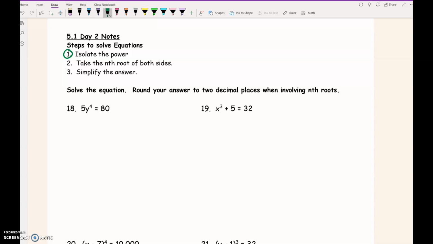Then we're going to take the nth root to undo whatever power. So if it's raised to the fourth, we'll take the fourth root. If it's raised to the fifth, we'll take the fifth root, and so on. And then simplify your answer to finish getting your answer.